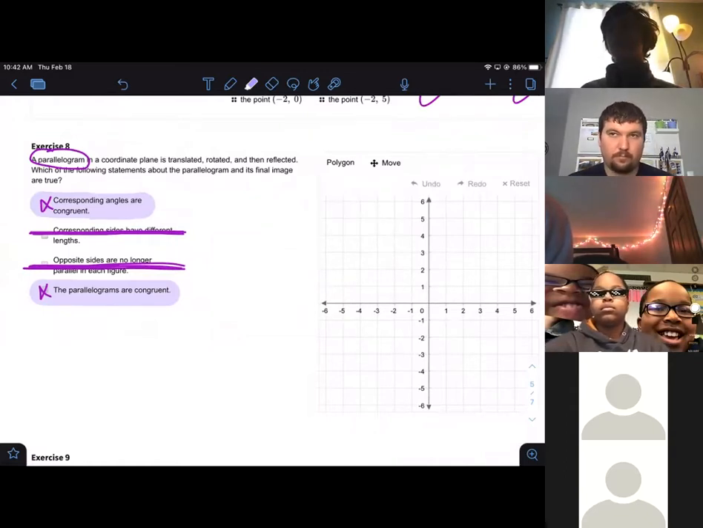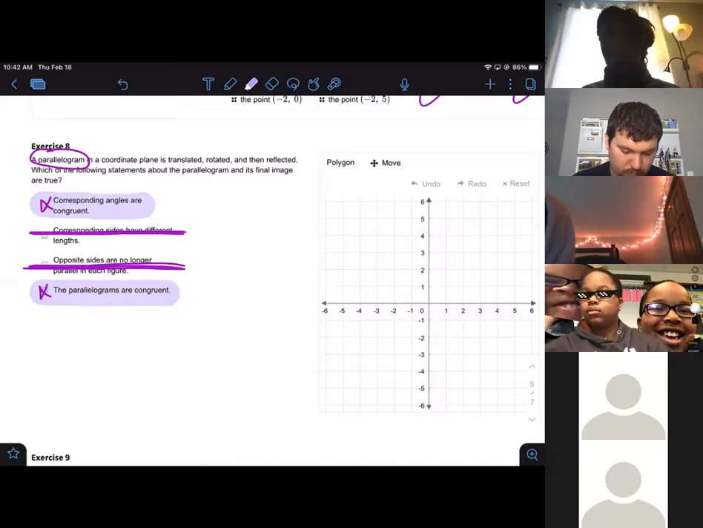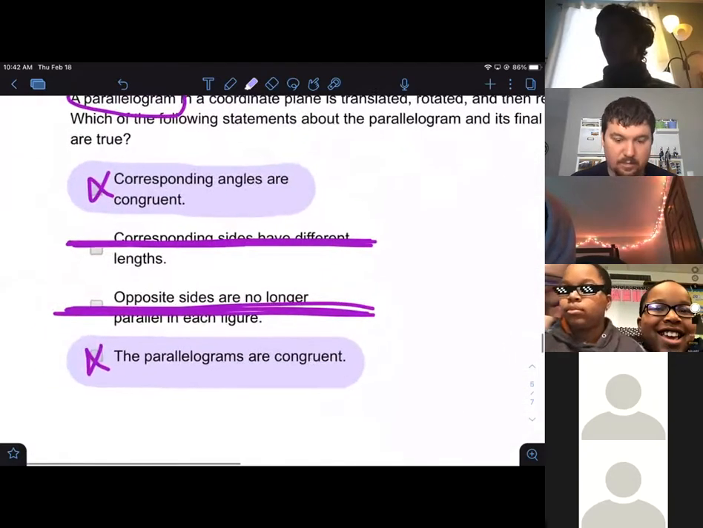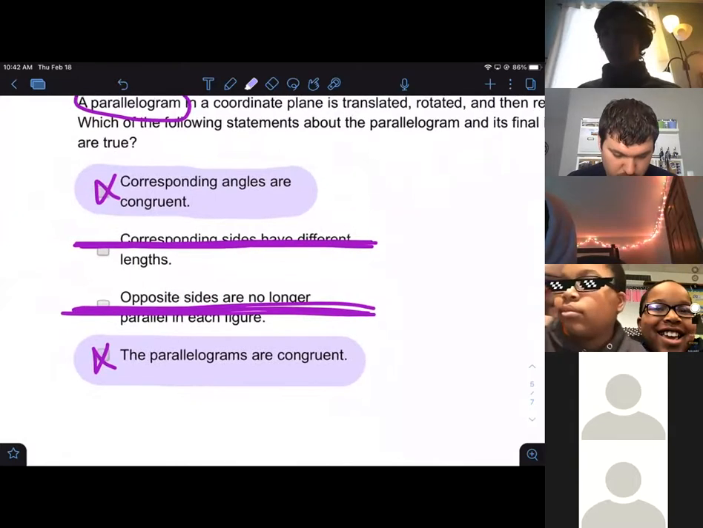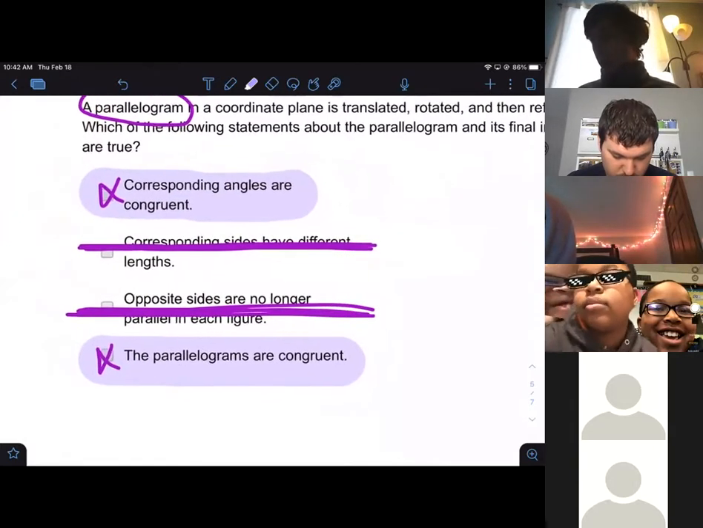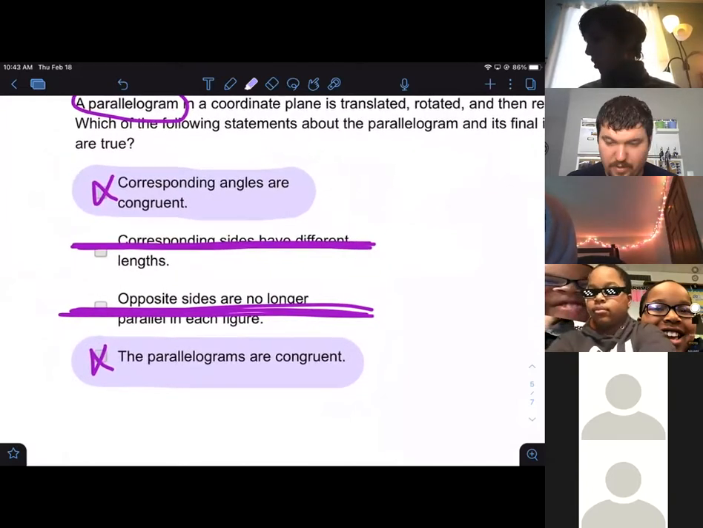Is it okay if we don't put the "the" in the parallelograms are congruent? You don't need to put the box. No, just write the "the" before parallelograms, because I already wrote parallelograms without the "the." Oh, that's fine. Yeah, you don't need the word "the."